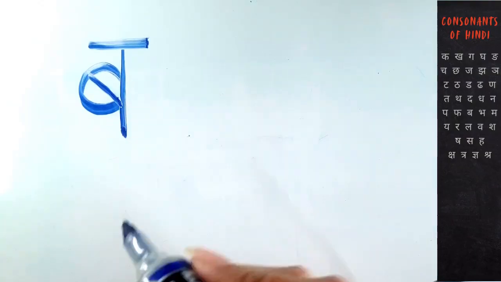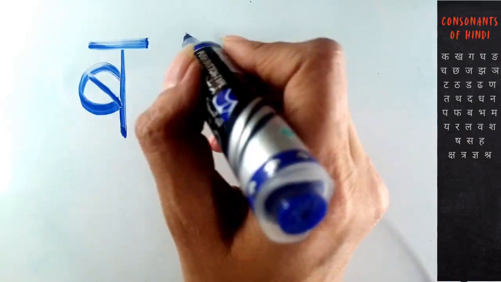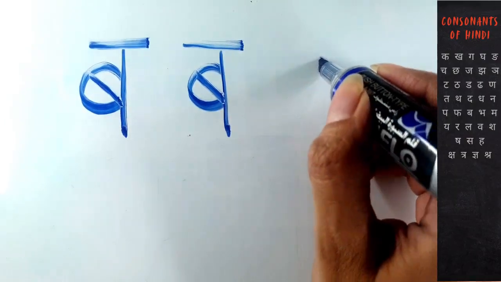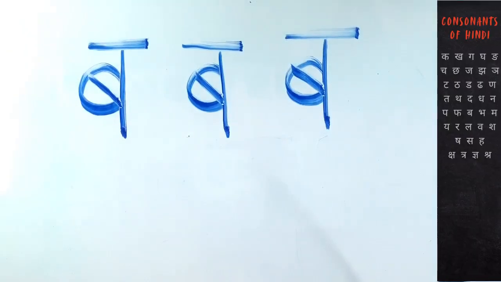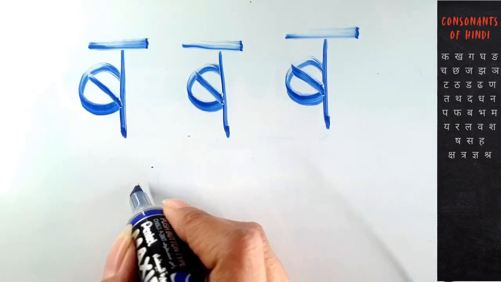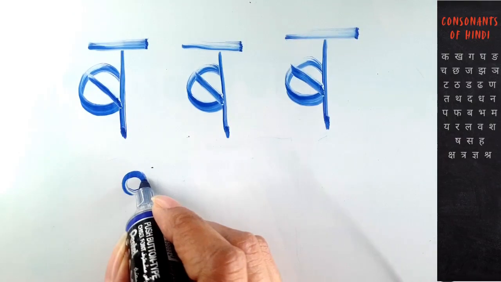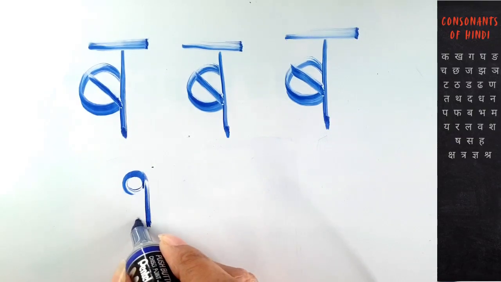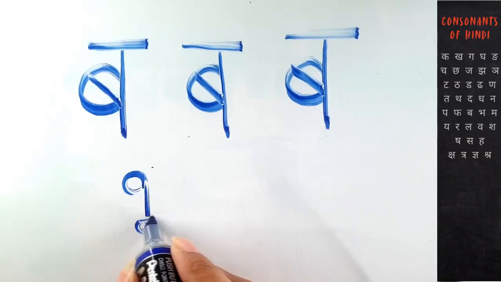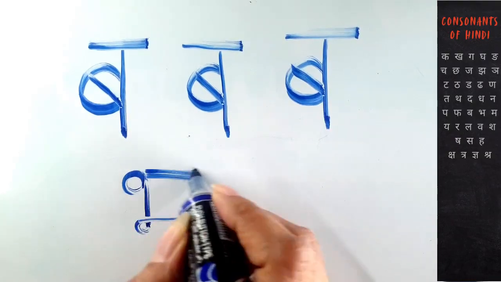That's b. Once again. Okay? B. Next is bh. For bh, you start with a circle. When the circle is completed, you just pull it down like this. Then you make another circle over here and take it this side. And then the vertical line. That is bh.